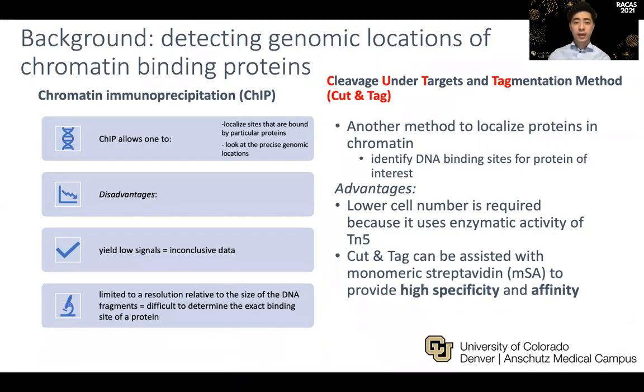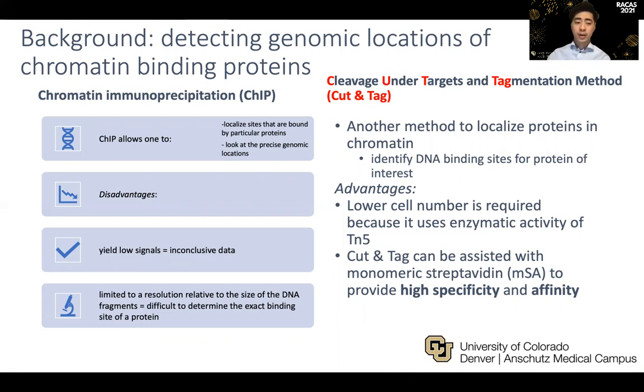So let's talk about some of the background. There are several methods in detecting genomic locations of chromatin binding proteins. One of the most common methods you may have heard of is ChIP, chromatin immunoprecipitation. ChIP allows one to look at precise genomic locations as well as look at where particular proteins may localize at specific DNA sites.